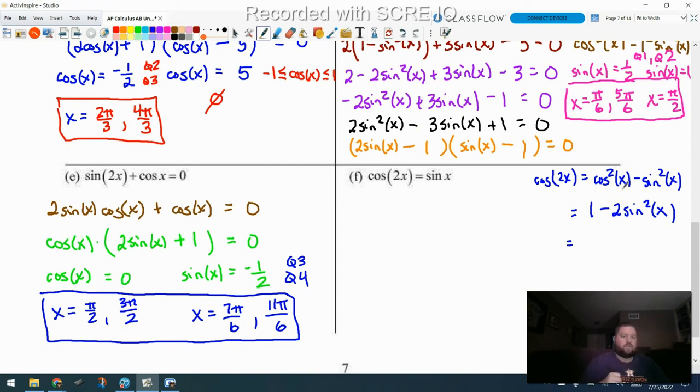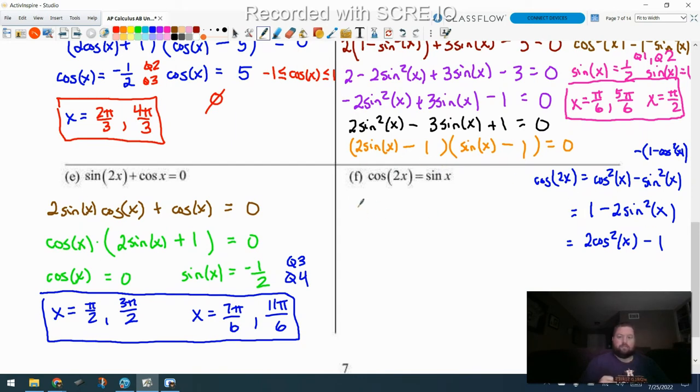Just for completion's sake, the other one is if you use that same identity on sine squared and you turn this into a 1 minus cosine squared, then it'd be -1 and then plus cosine squared. So cosine squared plus cosine squared would be 2 cosine squared minus 1. All right, so we are interested in turning everything into a sine because we have this sine x over here.